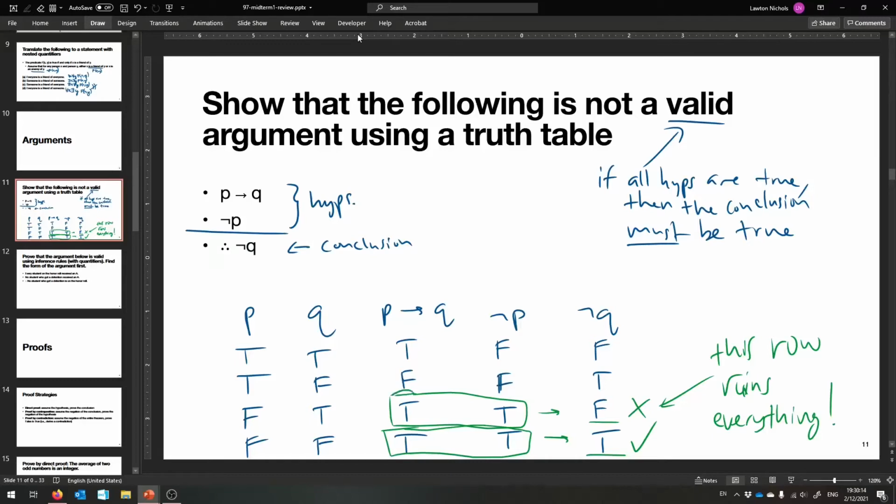It's not valid because P and Q are true, and if P implies Q is true and not P is true, well, it's unfortunately not the case that not Q is also true, because it's very possible that Q could have been true. That's the idea. It doesn't hold under every case where the hypotheses are true. So hopefully that makes sense. That is why this is not a valid argument.